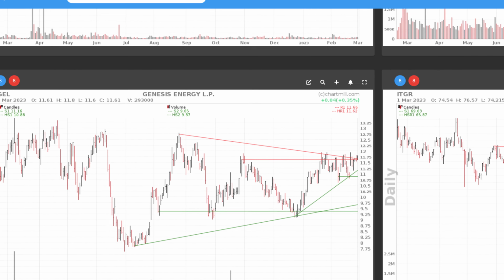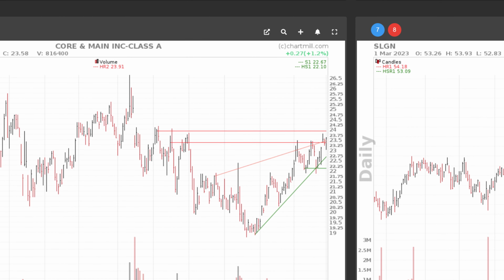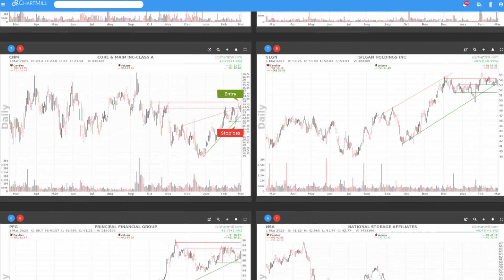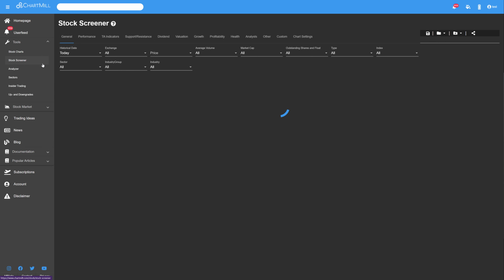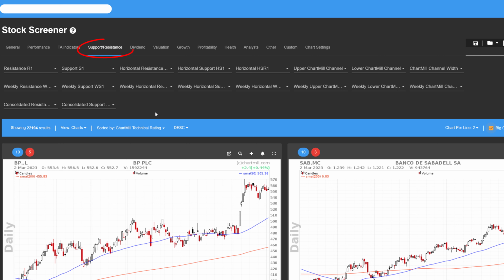After all, these are specific price zones that are watched by a lot of buyers and sellers and where there is a lot of price action. That allows for better timing of entries and a better delineation of risk. ChartMill offers several ways to quickly and accurately screen for stocks whose price is in the immediate vicinity of such support and resistance zones. And you'll learn exactly how to do so in this video.